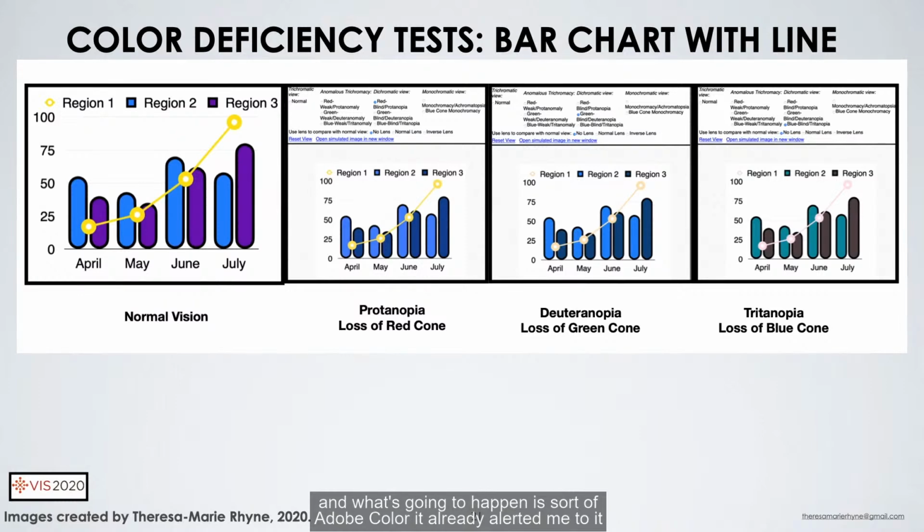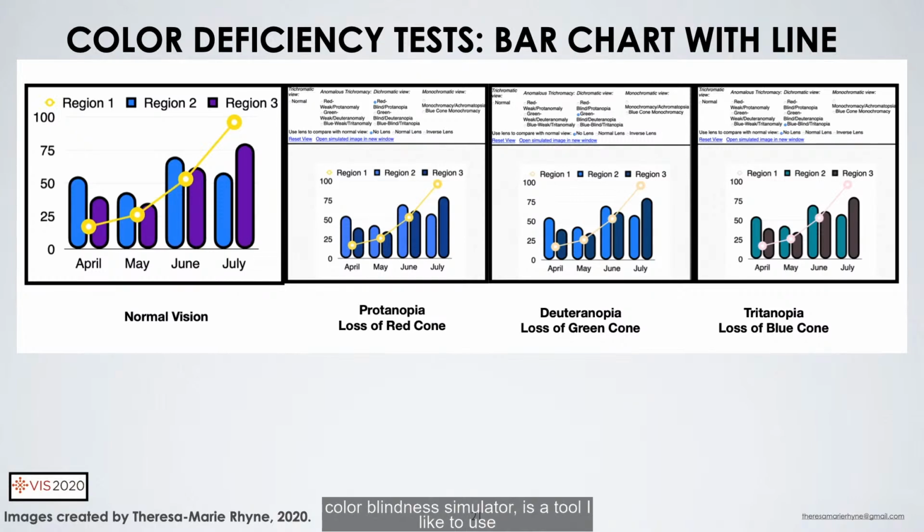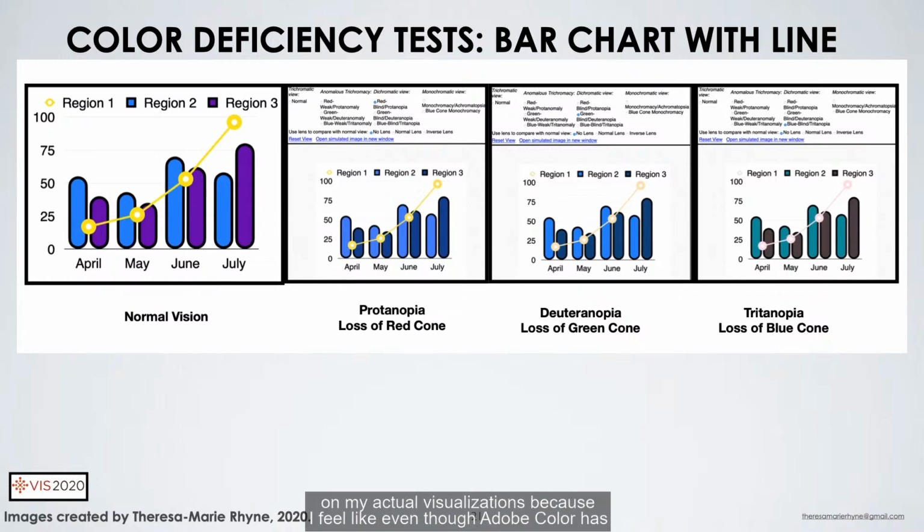Adobe Color had already alerted me to it. I tend to like to go ahead and use Coblis. Coblis, the Color Blindness Simulator, is a tool I like to use on my actual visualizations, because even though Adobe Color has given me the color differentiations, I want to see what's really going on inside the visualization, because there might be some things going on with the final presentation in the 2D and 3D space that are different from the color swatches.